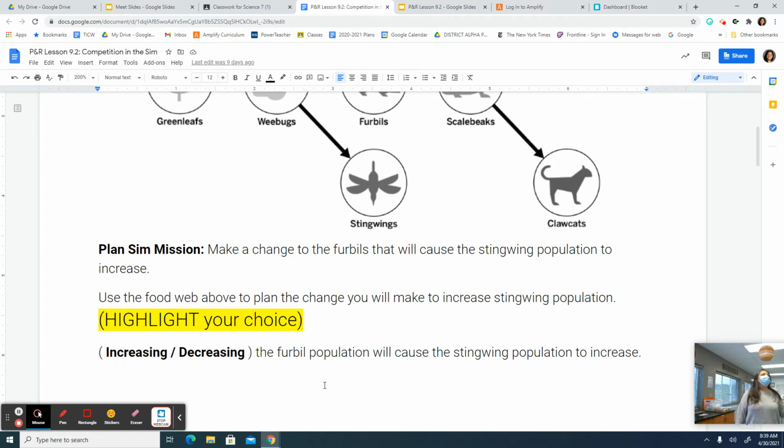All right, so if we decrease the furbill population, if you have your doc, you want to highlight that, or if you're jotting down answers, jot down decrease. The furbill population will cause the stingwing population to increase. Just like when the sardines decreased, the jellies went up.